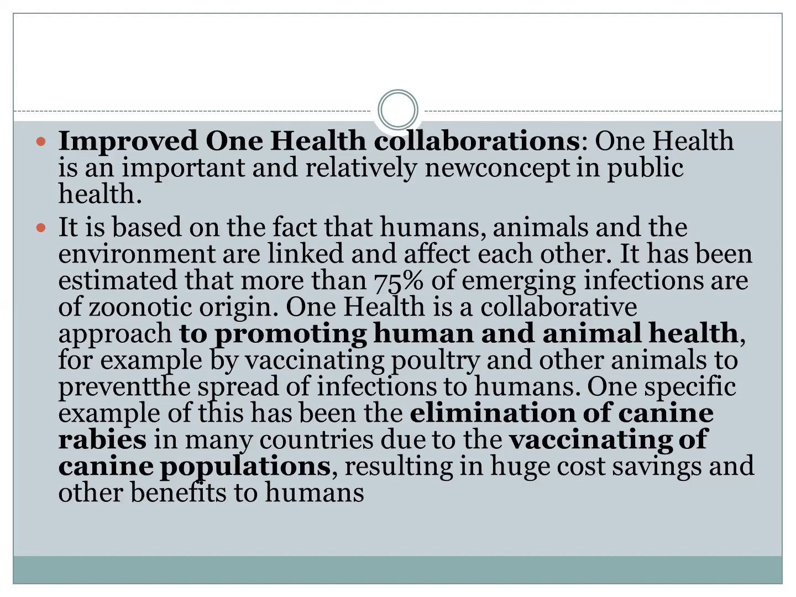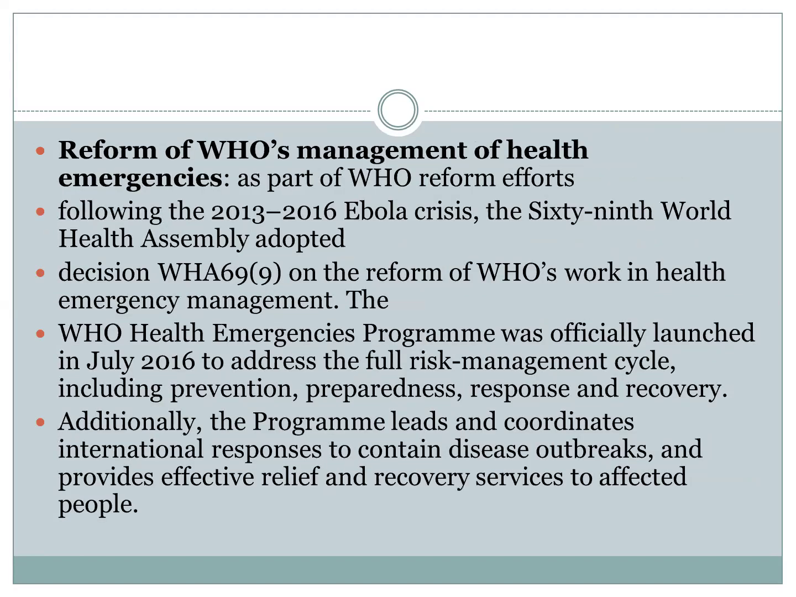Improve One Health collaboration. One Health is important. It is based on the fact that human health and environment are linked and affect each other. It has been estimated that more than 75% of emerging infections are of zoonotic origin. So, to promote animal and human health, we vaccinate poultry and other animals to prevent the spread of infections. One specific example is the elimination of rabies in developed countries due to vaccination of the canine population, resulting in huge cost saving and human benefits.